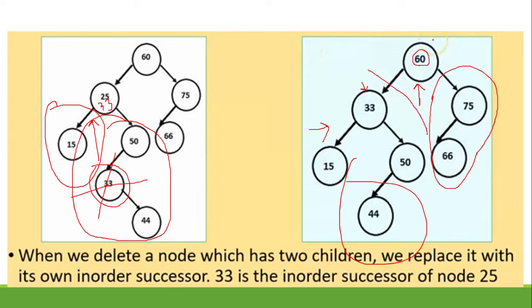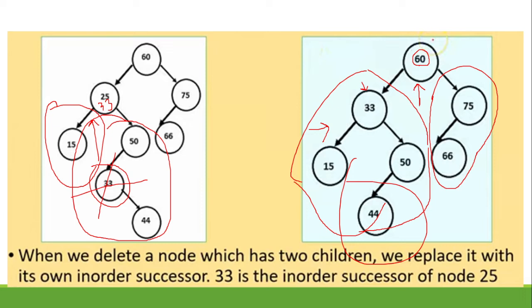And what is the in-order predecessor in this case? For node 60, what is the in-order predecessor? This is the left subtree. Thinking about the term predecessor, understand that predecessor means towards the left. So it is in the left subtree.